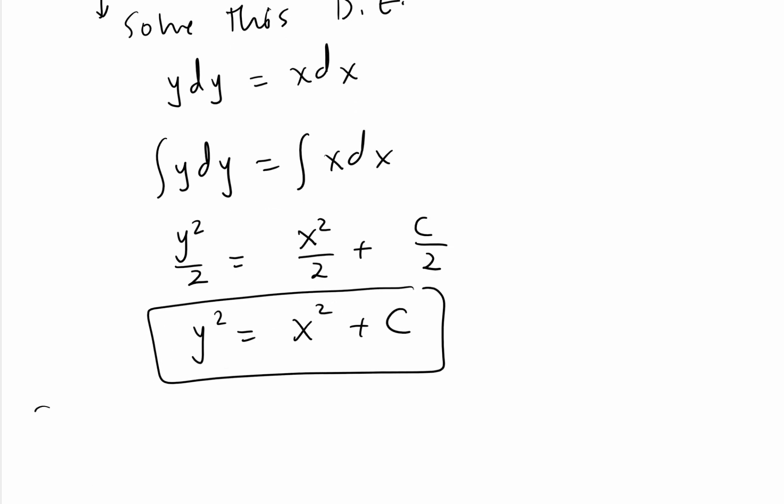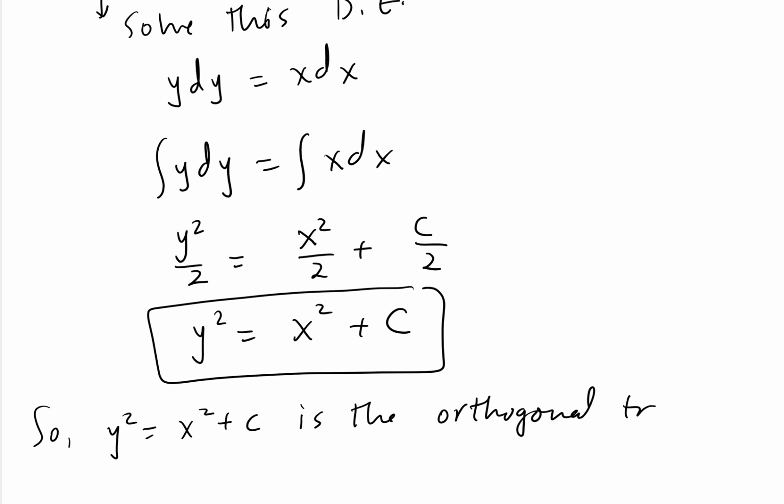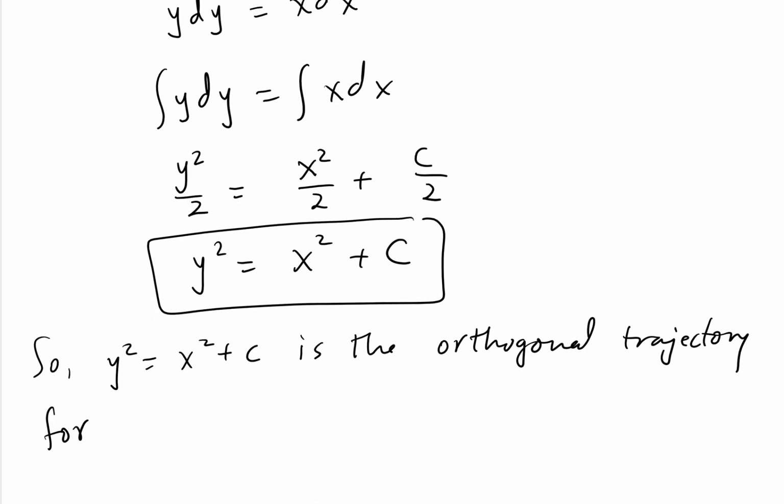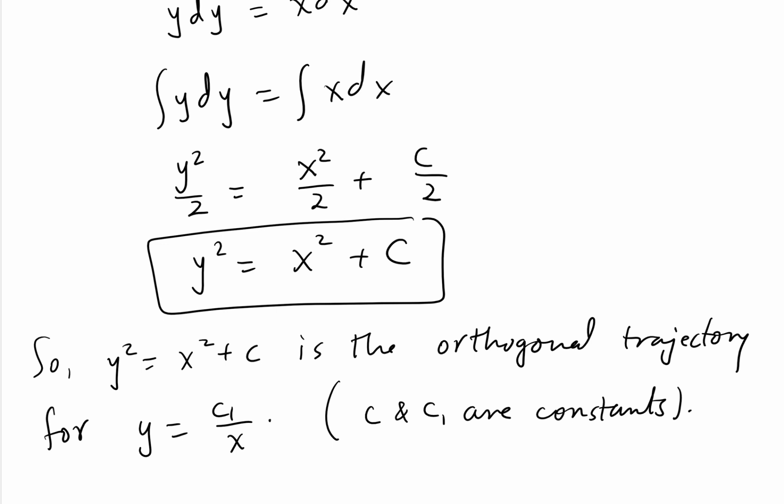So we can say y squared equals x squared plus c is the orthogonal trajectory for the given one, which was c1 over x. C and c1 are constants.